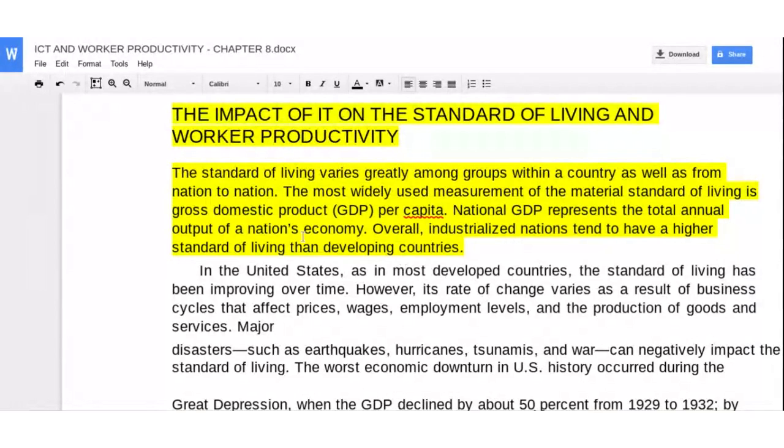So let me just read this statement here. The standard of living varies greatly among groups within a country, as well as from nation to nation. The most widely used measurement of the material standard of living is gross domestic product per capita. And national GDP represents the total annual output of a nation's economy. Overall, industrialized nations tend to have a higher standard of living than developing countries. And then, of course, it tries to give examples that, as I said, are based on US life.